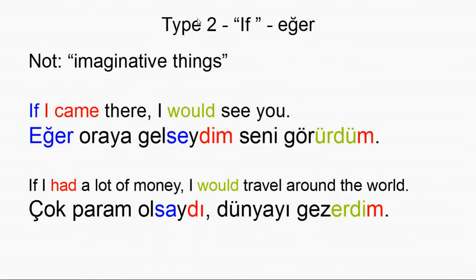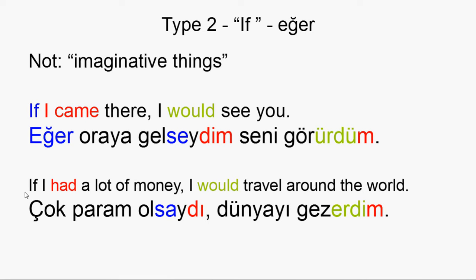Imaginative things, as you see, this is type 2. If I came there, there's a whole sentence. If I came there, I would see you. This is another example. Okay, if I came there means eğer oraya gelseydim. Eğer oraya gelseydim, I would see you. Seni görürdüm. Seni means you. I would see means görürdüm. Okay. There, oraya; if I came, gelseydim. Eğer oraya gelseydim, seni görürdüm.